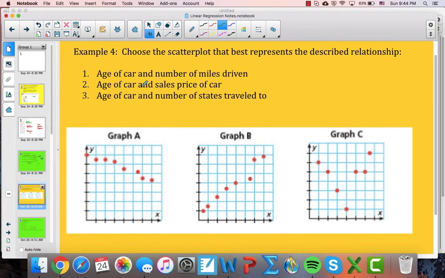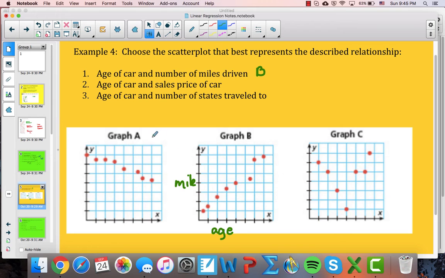So the age of a car and the number of miles driven. So think about age of car and the number of miles driven. What do you think is happening in terms of the data on the plot? So I looked at it and I was like, well, if this is the age of my car and this is the miles driven, as I increase in age, well, yeah, the miles are going to go up on my car. Now, there could be a year or a month that I don't drive as much, but it's still going to be a rising or a positive correlation. So I said graph B.